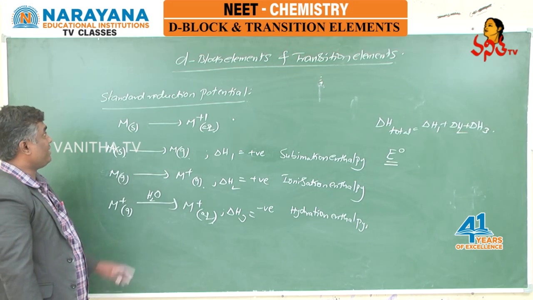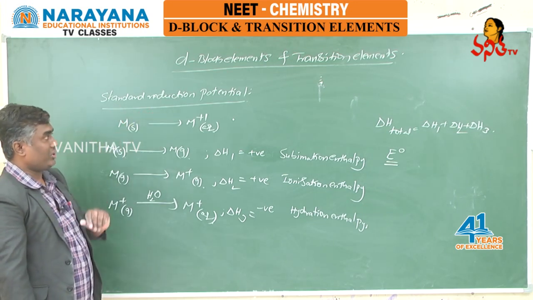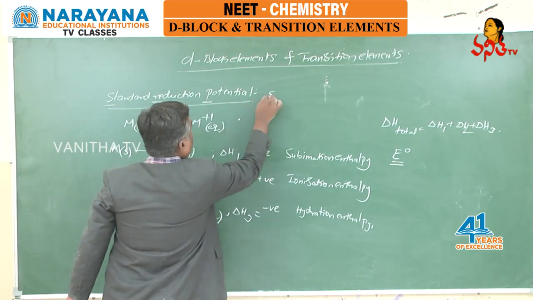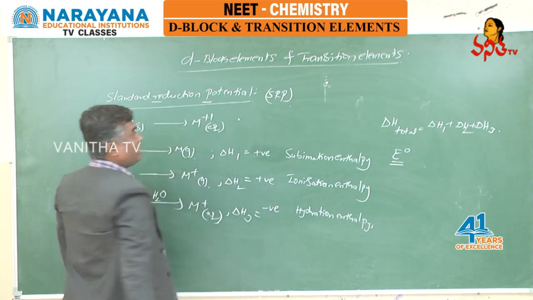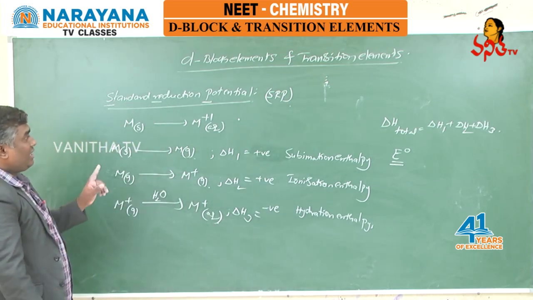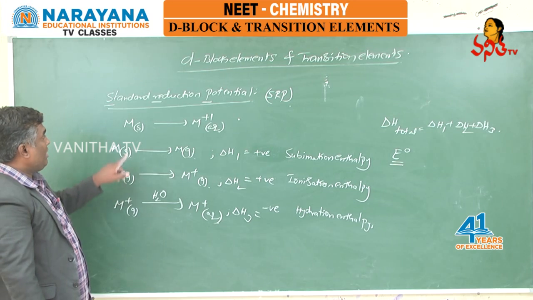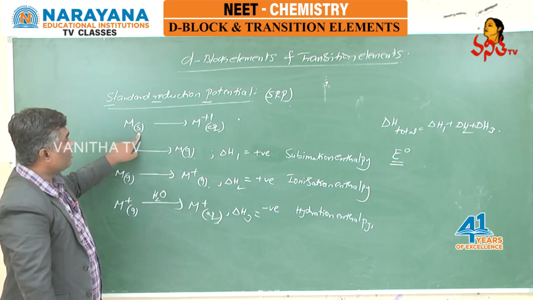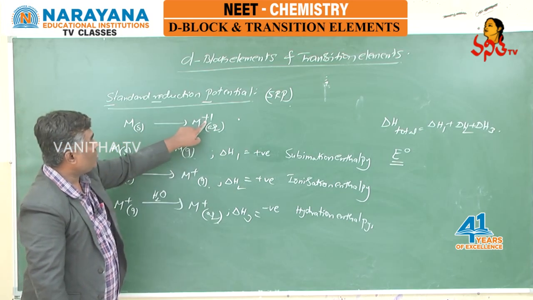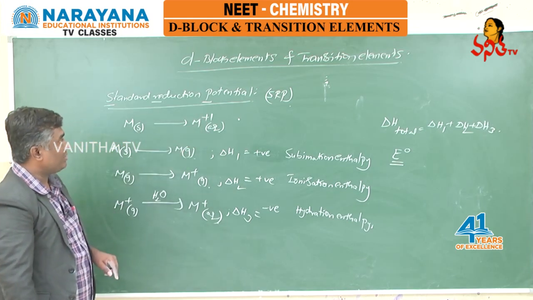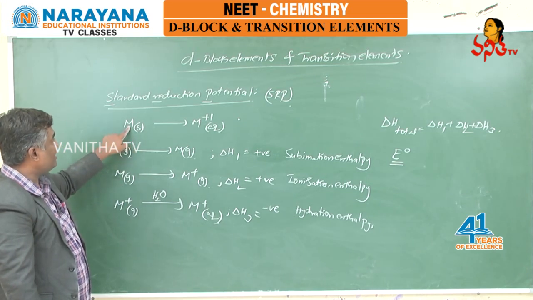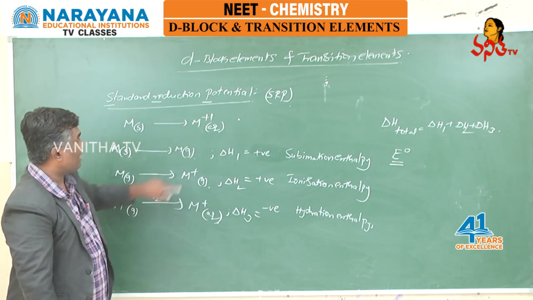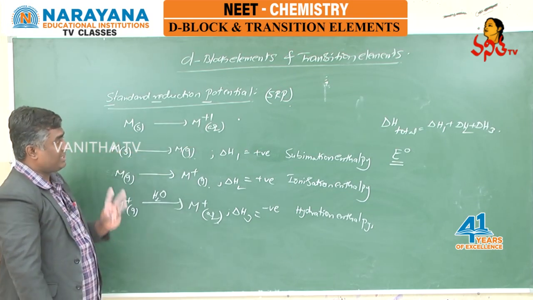Now let us start discussing standard reduction potential, students, also known as SRP. If you look into this, here a transition metal in solid state is converted into an aqueous unipositive metal ion. I repeat once again, a solid transition metal is converted to an aqueous unipositive metal ion, and this process can take place in 3 steps.